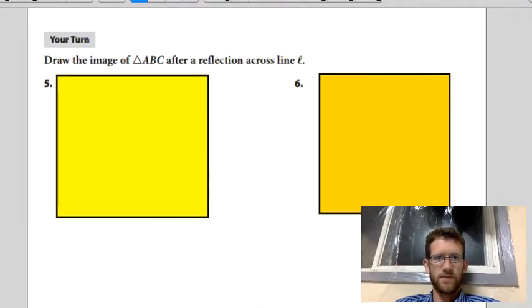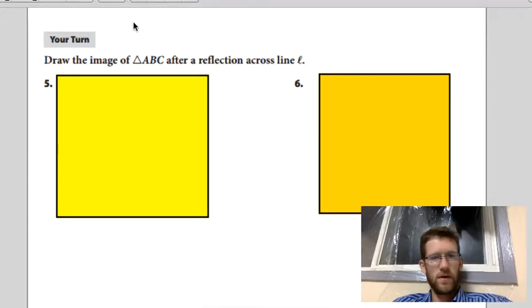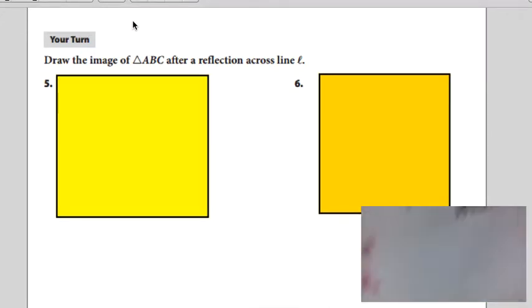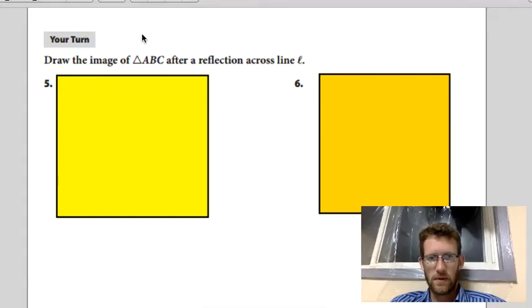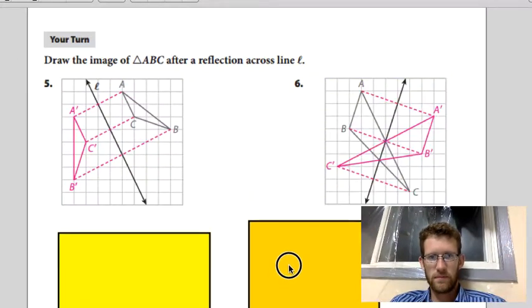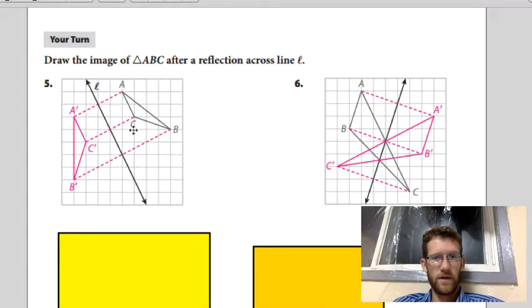Okay, moving on. Go ahead and try these two. Pause. Hopefully they look something like this. Again, please double check that they're the right size, and they should be equidistant from here.